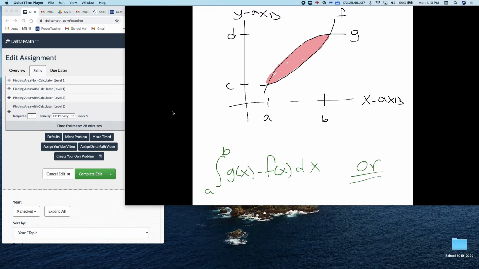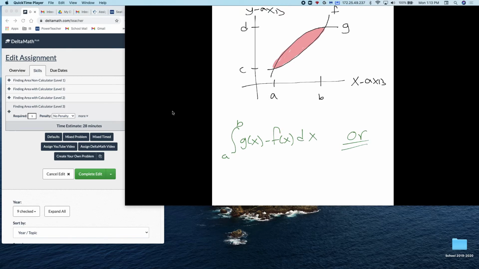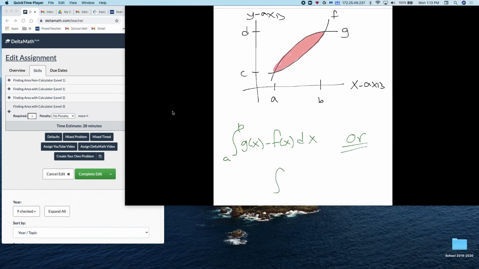Or we could also think of it as the integral from C to D, but now we would need to do f of y, so the equation solved for x, so it's an equation in terms of y, minus g of y dy. So you just would have to change what the independent variable is. So you can either find it in terms of x or in terms of y. They would be the same thing.